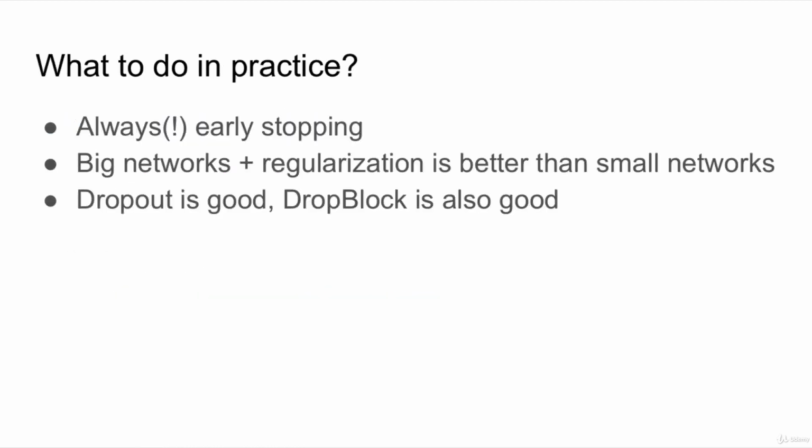Finally, what should we do in practice? At first, we should always use early stopping. Always. Secondly, big networks plus regularization are better than small networks. As a regularization technique, people usually use dropout. Drop block is also good, but it is a recently proposed method which is not implemented in deep learning libraries yet.